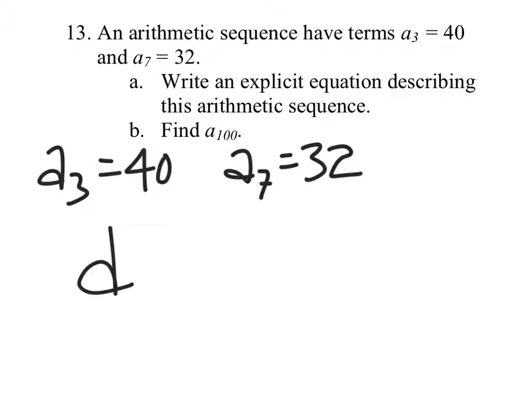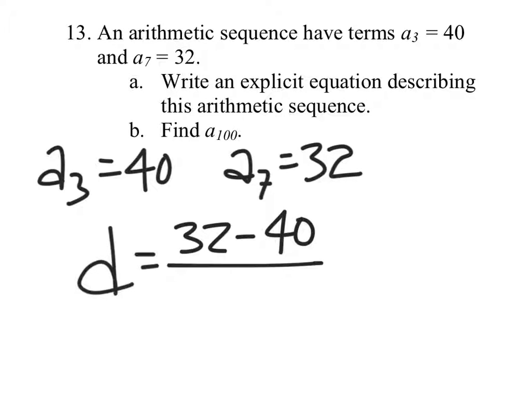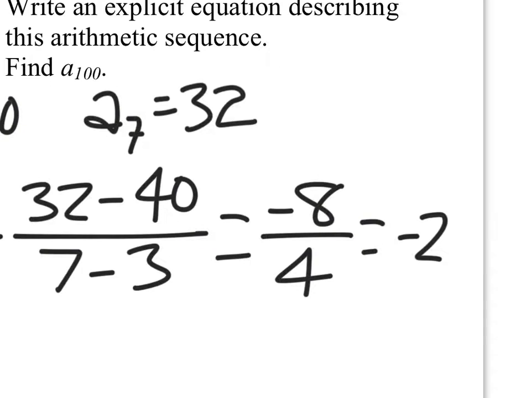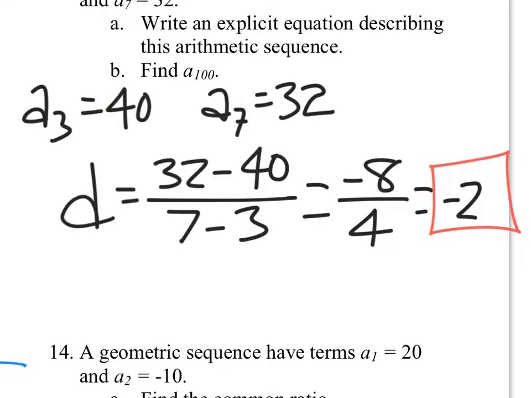So how do we figure out what the difference is? We remember that the difference is going to be the final minus the initial value, divided by the final minus initial term. So what is that going to look like here? It's going to be 32 minus 40 divided by 7, this is the 7th term, right? 7 minus 3. 32 minus 40 is going to be negative 8. 7 minus 3 is 4. And so the difference is negative 2. So each term is going down by 2. We're subtracting 2 for each term in this sequence. But we're not done yet. We've got to figure out what the first term is.